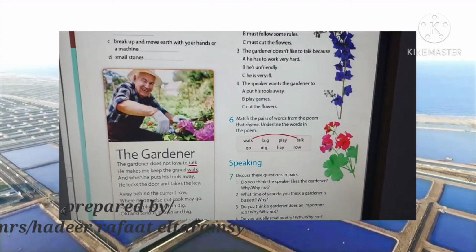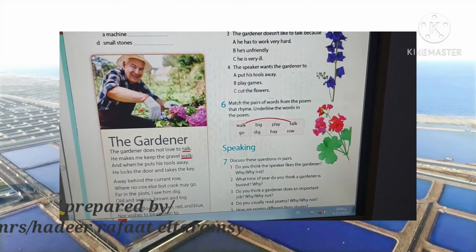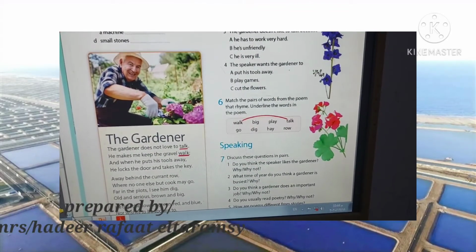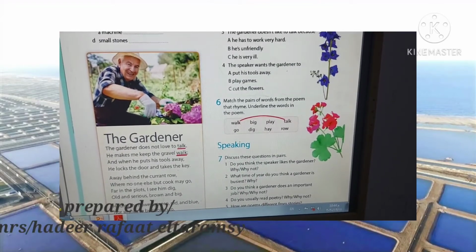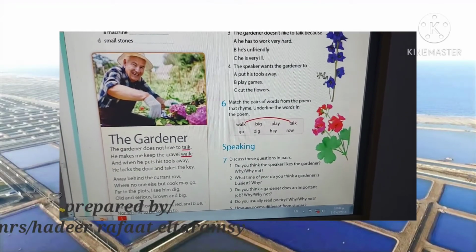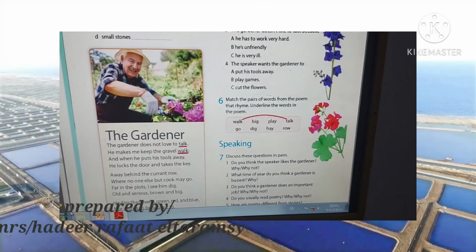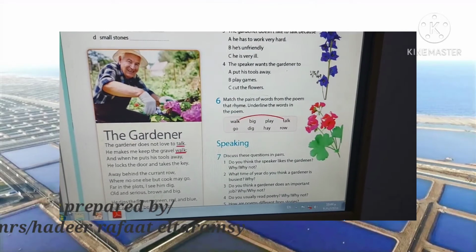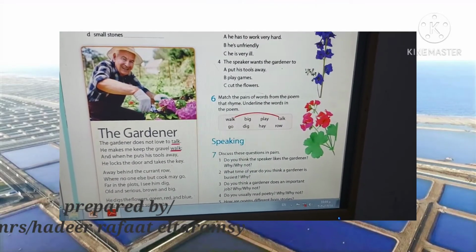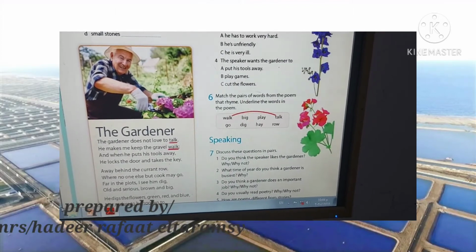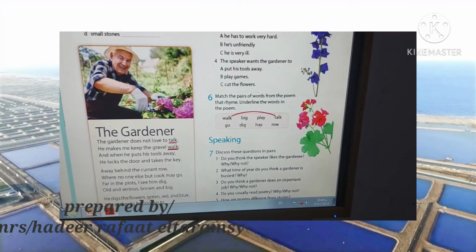Exercise number 6. Match the pairs of words from the poem that rhyme. Underline the words in the poem. عندنا كلمات اللي هي rhyme، فيها rhyme مع بعض. يعني زي ايه؟ زي walk وtalk. زيهم ايه؟ play وhay. big وdig. go وrow.